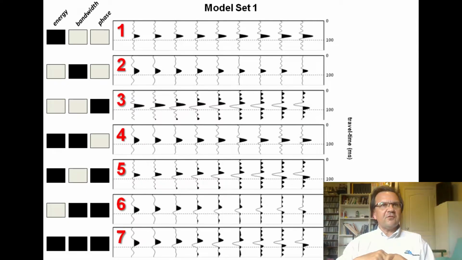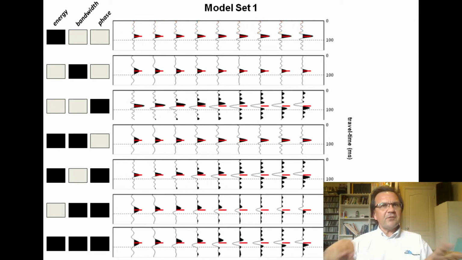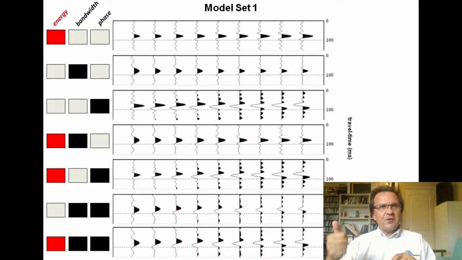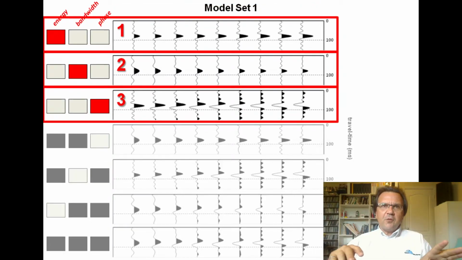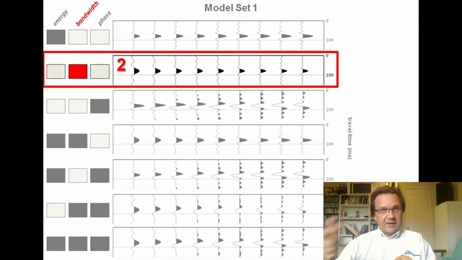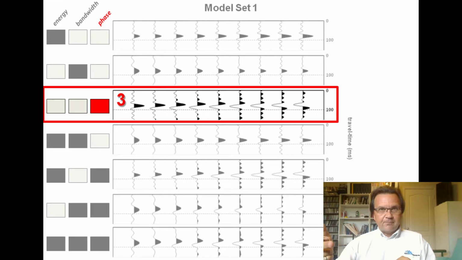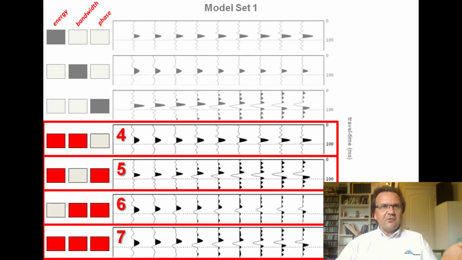These 7 models consist of 9 traces with a single reflectivity spike that's been processed in various ways. In each case, combinations of energy, bandwidth, and/or phase vary linearly from left to right in a predictable and identifiable way. The first 3 models are the simplest cases, in which only one variable changes at a time: reflection strength, bandwidth, and phase. The remaining models consist of combinations of the first 3.